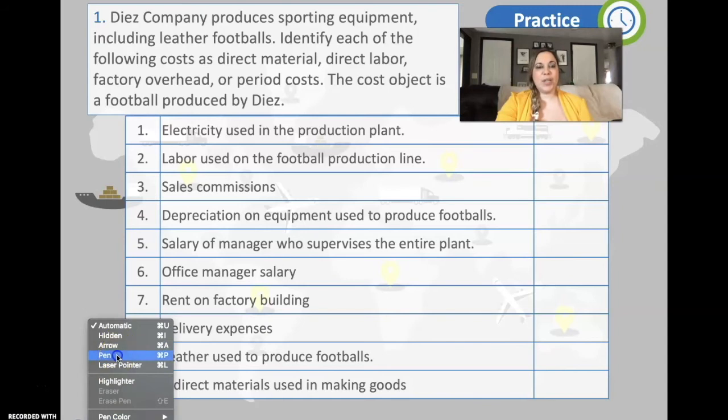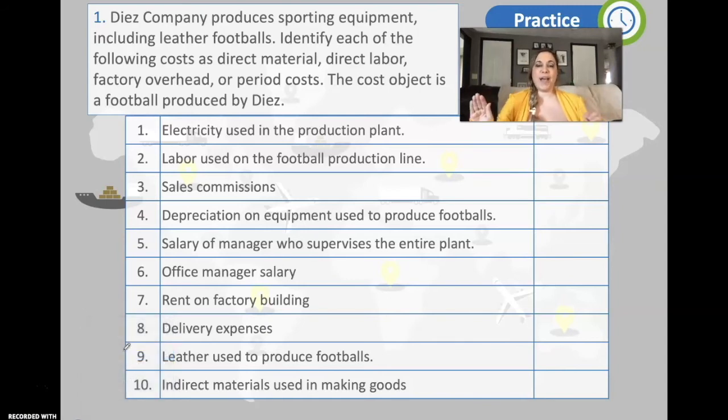I always ask myself the question, does it have to do with the factory or not? In this case, electricity used in the production plant, it's definitely being used in the factory. The direct materials, direct labor, and overhead all have to do with the factory. So it's going to be one of these 3. Now, is electricity a direct material? No. Is it labor? No. So by default, everything else will be going into factory overhead. I'm just going to write factory overhead right here.